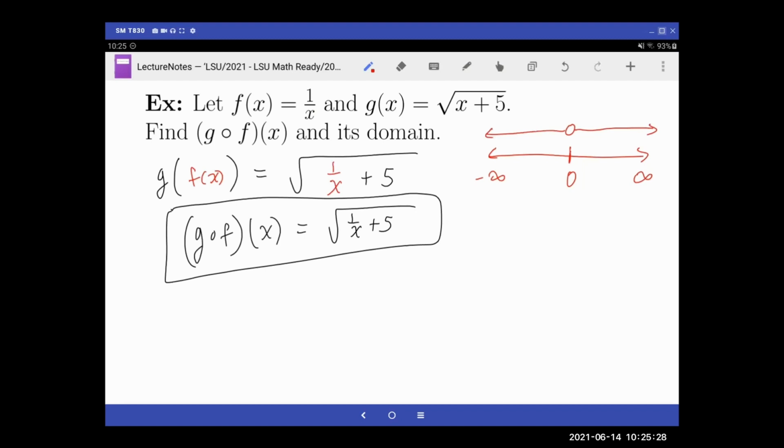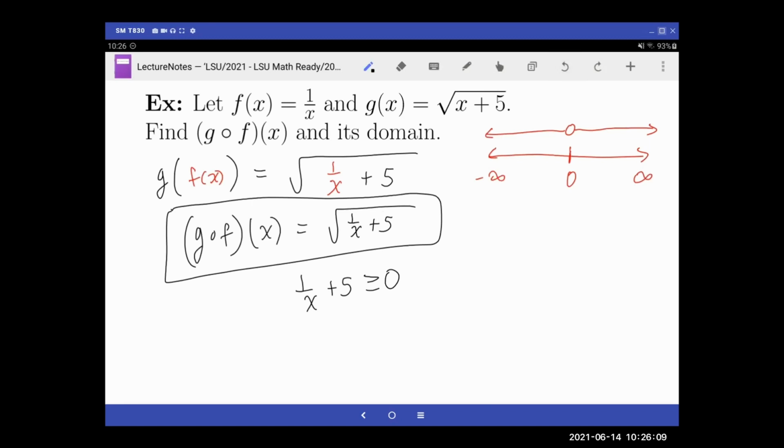Now let's look at the new function, the square root of 1 over x plus 5. First of all, I can't have x be 0, because inside here we get 1 over 0. That's okay, we've already taken care of that. But we cannot have a negative in that square root. So we say 1 over x plus 5 has to be greater than or equal to 0. If that's not the case, you have a negative expression under that radical.